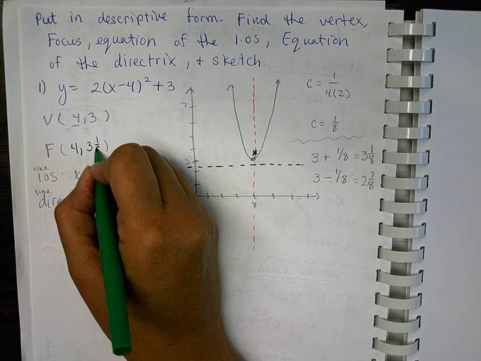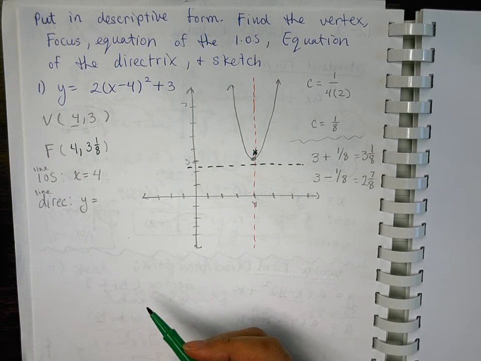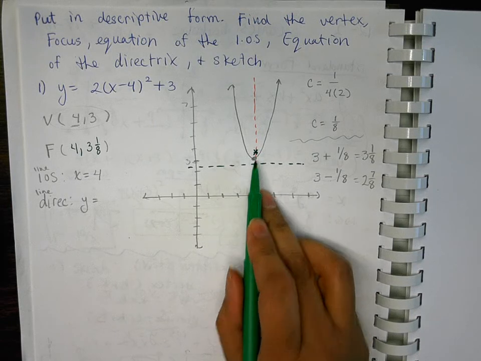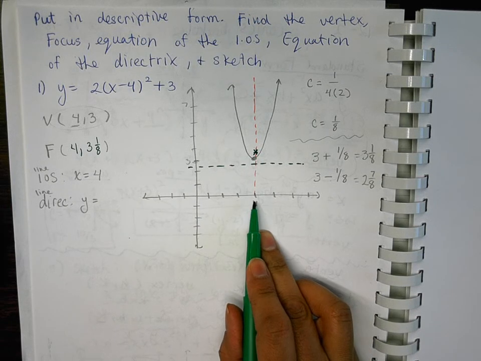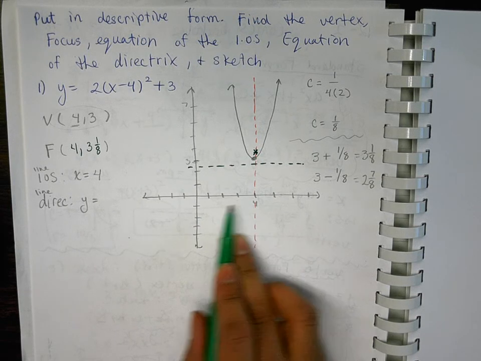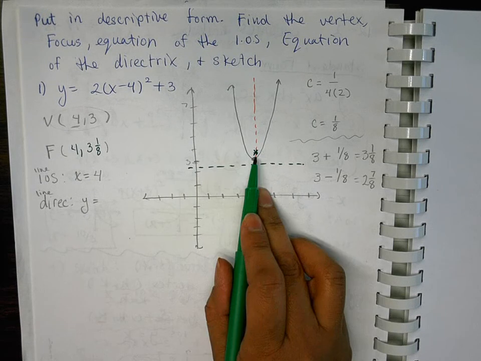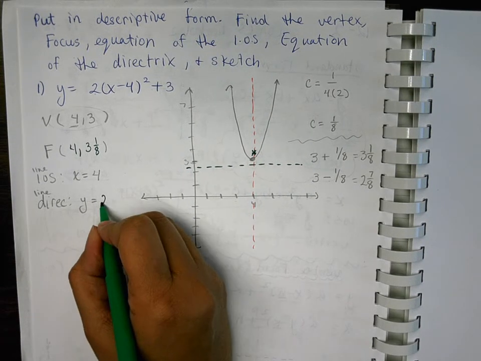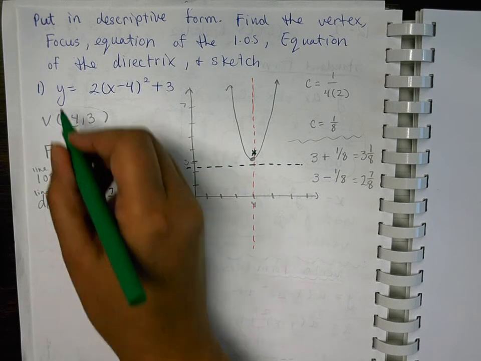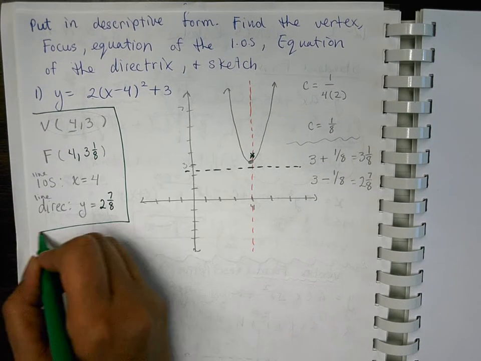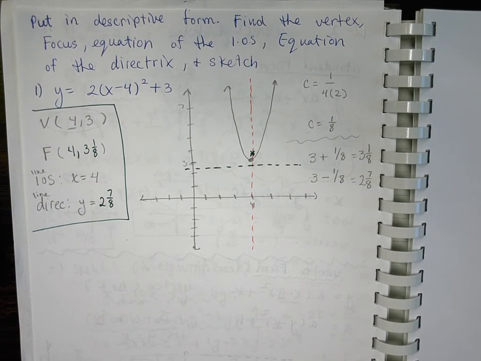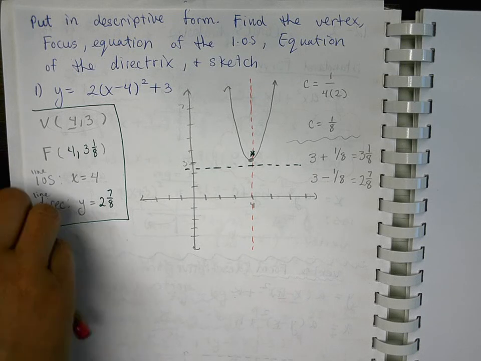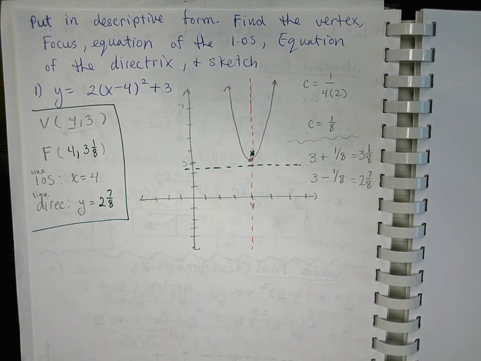Do you guys see that? Why does the 4 stay the same? Did the 4 change when I moved up and down? Did it change my x value? No. Okay, directrix, that's pretty easy. I went down, so which one is it? So y equals 2 and 7/8, and there is your answer, and there is your sketch. You hate fractions? I know. Yeah. All right, are we good?